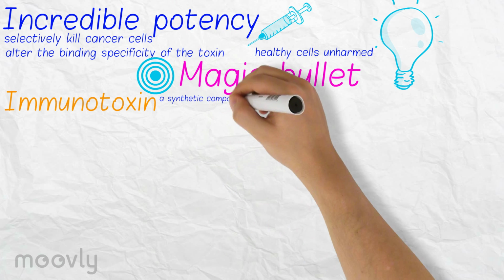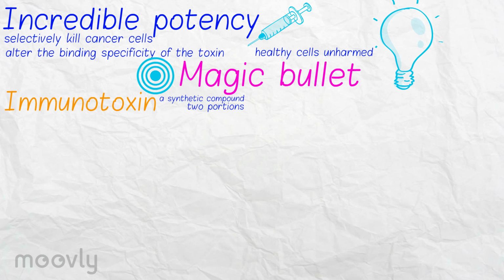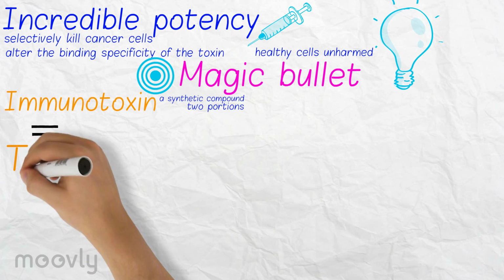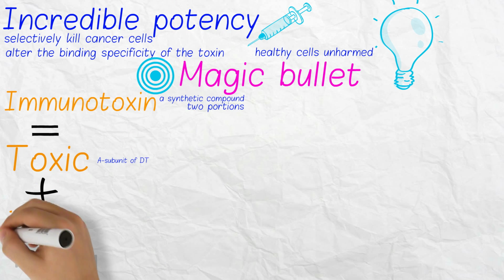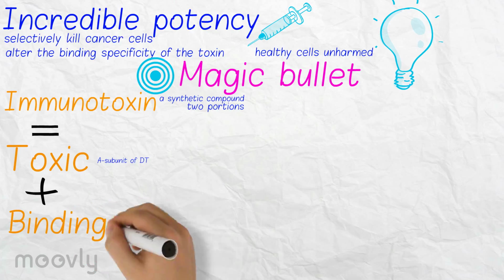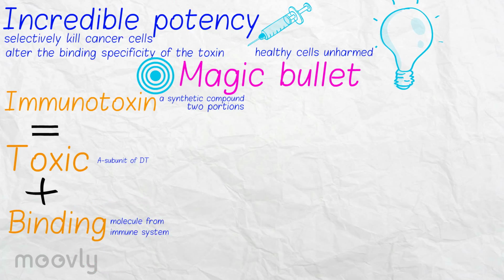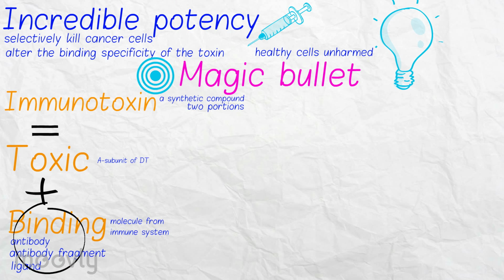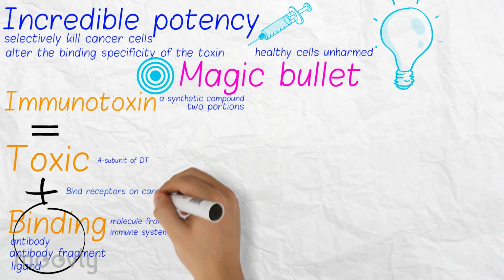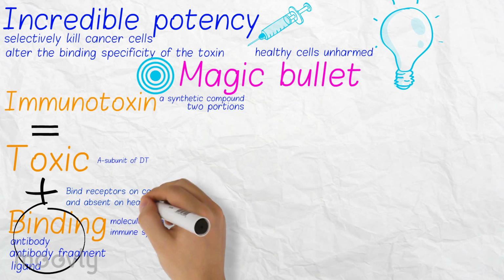This is a synthetic compound with two portions. One portion is the toxic portion, which is made of the A subunit of DT. The second portion is the binding portion, which is composed of a molecule derived from the immune system. The binding portion can be an antibody, antibody fragment, or a ligand like interleukin 2. These binding portions are chosen because they bind to receptors strongly expressed on cancer cells and almost absent on healthy cells.